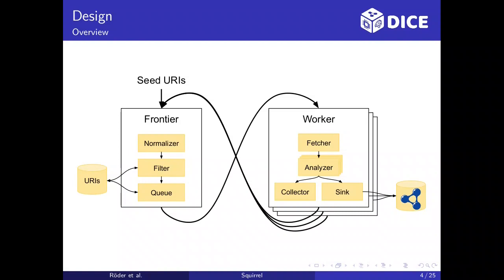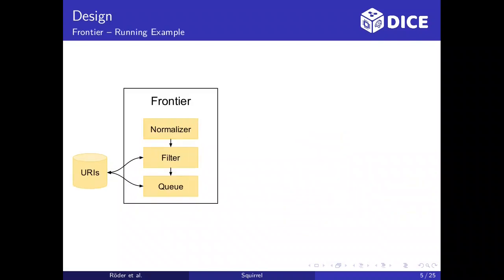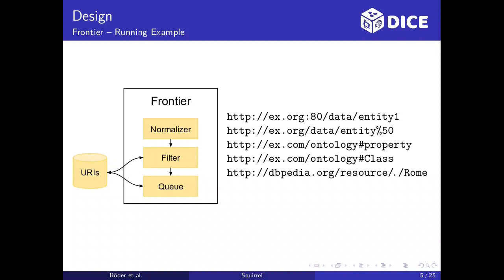The orange boxes that you can see here in this figure are the modules of the single components, and these modules are given to the components by dependency injection so that each of these modules can be replaced in the future with different implementations. So let's look into the single components. The first is the frontier, and to understand the frontier, we have a running example with these five URIs that you can see on the right.